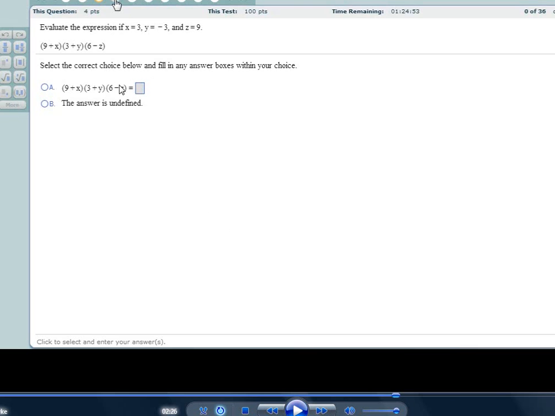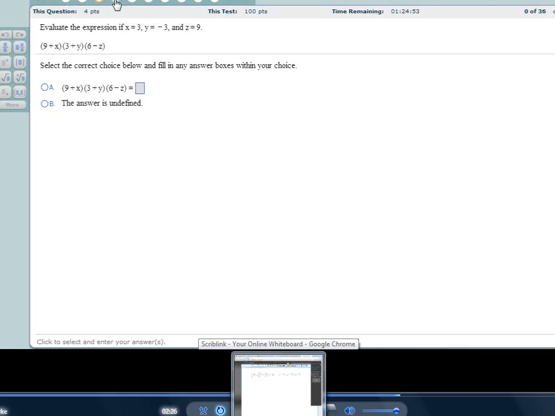It might not even let you. I'm not sure. It probably won't let you type in that box until you click the A, which is a good thing. That's a good programming thing on your side.